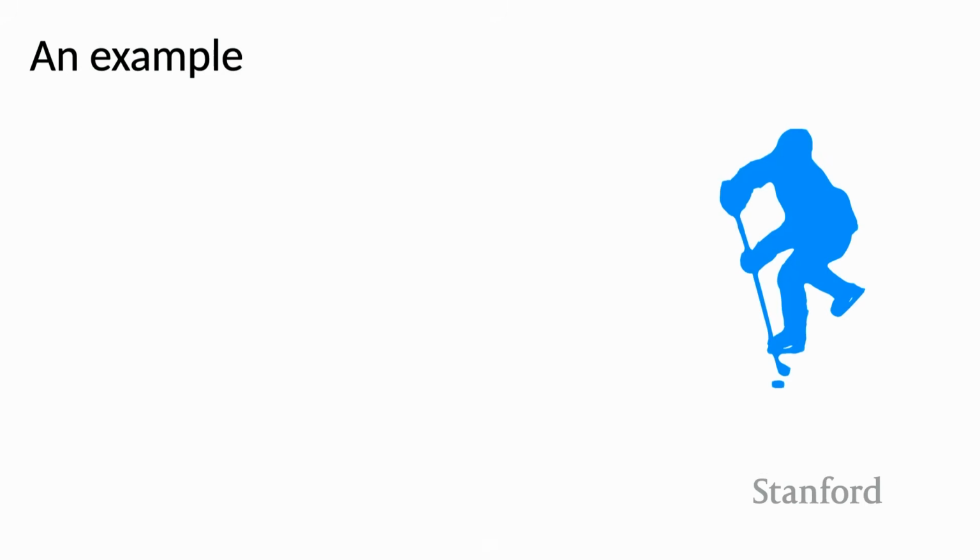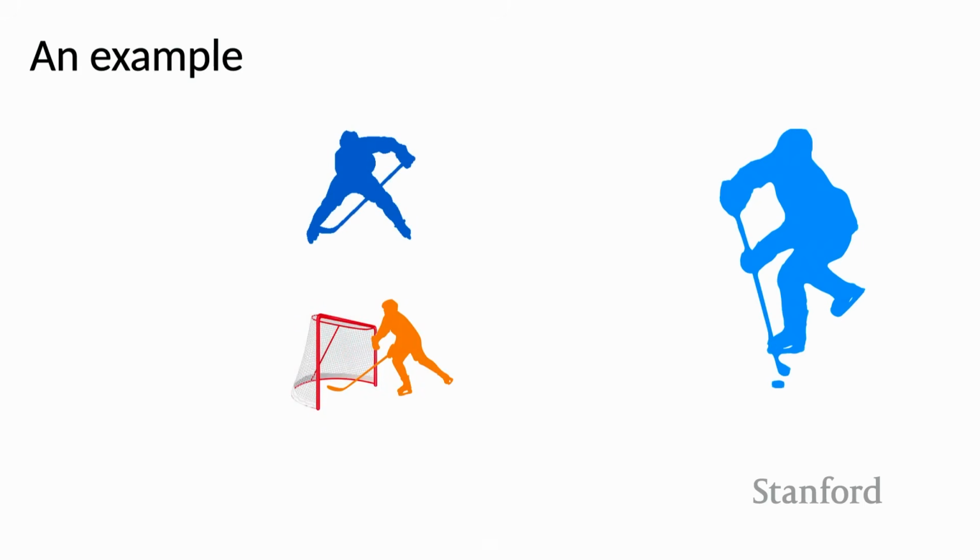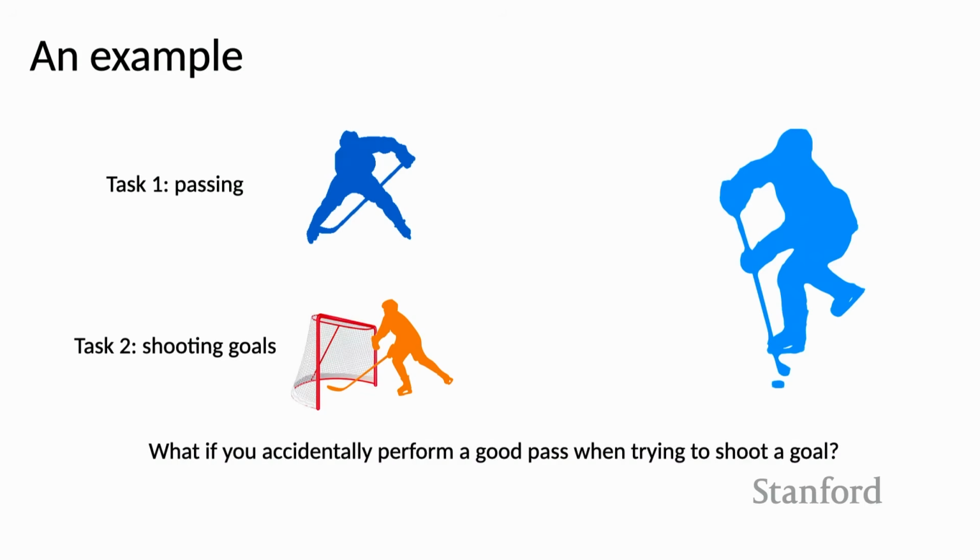Say that you are trying to learn to play hockey, and there's maybe some teammates in blue, and a goalkeeper from the other team in orange. Maybe one task is passing, another task is shooting a goal. And maybe you were trying to shoot a goal, but you messed up and accidentally made a pretty good pass to your teammate. Then that data you just collected, even though you were intending to shoot a goal, is probably pretty useful for learning how to be better at passing.